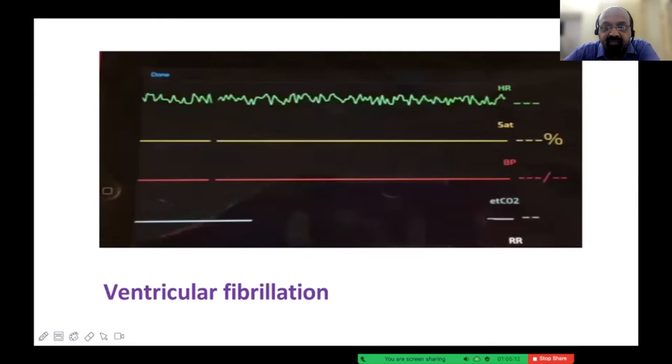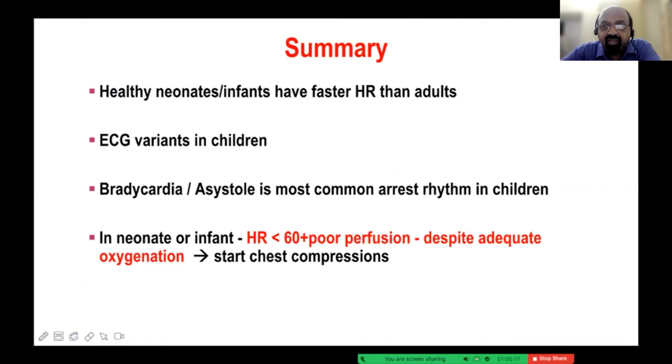So in summary, you need to remember healthy neonates and infants have a faster heart rate than adults. ECG variations from adults, which I didn't talk about, also exist. You need to remember the most common arrest rhythm is bradycardia followed by asystole, not the shockable rhythms. But shockable rhythms are important to identify, because if you shock at the right time, the outcome can be good and survival is best.